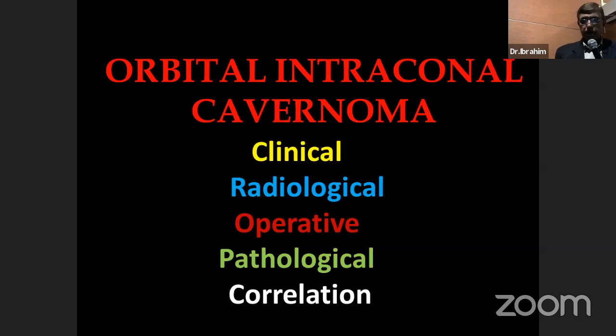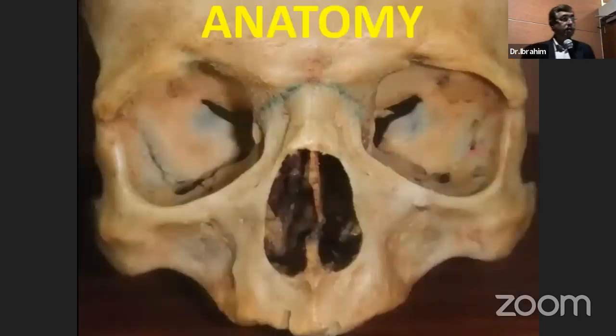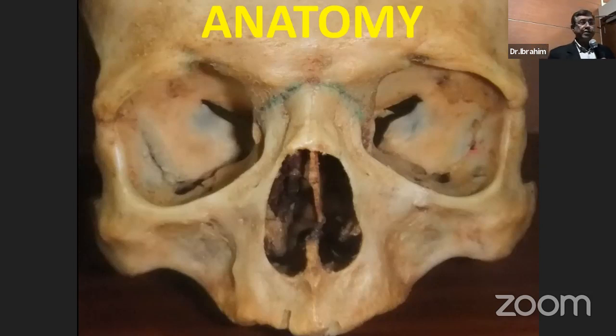Orbital intraconal cavernous is our topic for tonight, and that needs some anatomy of the orbit, right orbit, left orbit. In the orbit, we have the rule of seven, meaning seven bones, seven arteries, seven veins. Bones are frontal bone, sphenoid bone, zygomatic bone, maxillary bone, lacrimal bone, ethmoid bone, and the palatine bone. And the arteries, of course, the ophthalmic artery, the central retinal artery, anterior ethmoidal, posterior ethmoidal, supratrochlear, supraorbital, and the angular branch of the facial artery, with their corresponding venous drainage. So rule of seven in the orbit.